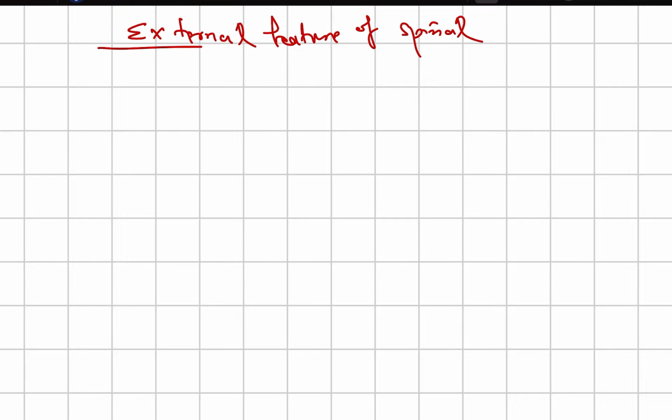Today we are going to deal with the external feature of a spinal cord. Then we will discuss the internal feature of the spinal cord. In the external feature, we are going to discuss these four things. What are those four things?